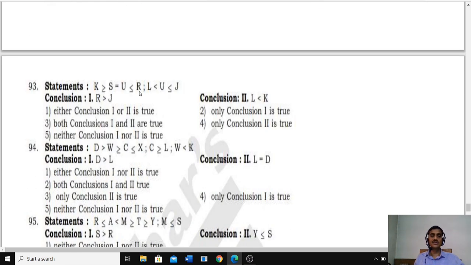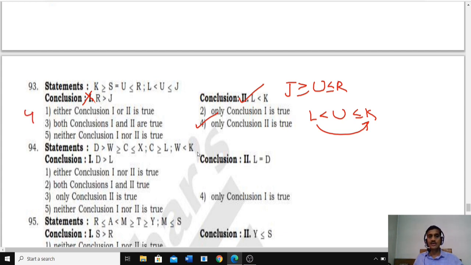Then 93: R and J. Where is R, where is J? Which element is common? U is common. U lesser than or equals to R and U lesser than or equals to J, that means J greater than or equals to U. J greater than or equals to U, U lesser than or equals to R. Now between R and J, greater than, lesser than, 2 opposite symbols, no relation. Then L and K. Where is L, where is K? Which element is common? U is common. L lesser than U, K greater than or equals to U means U lesser than or equals to K. L lesser than K is 2. Hence 2 is 2, choice 4.